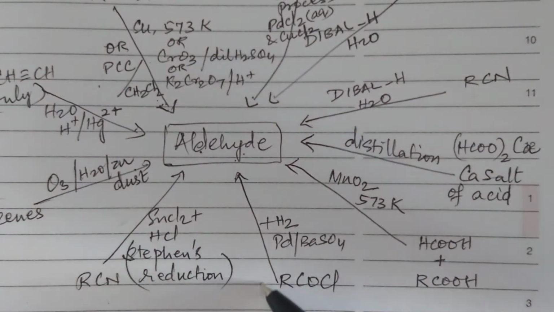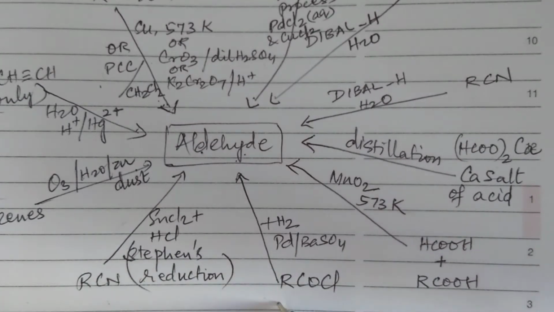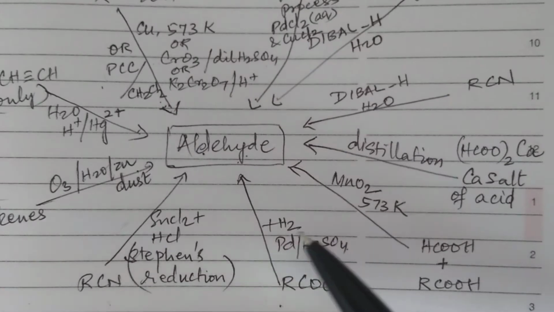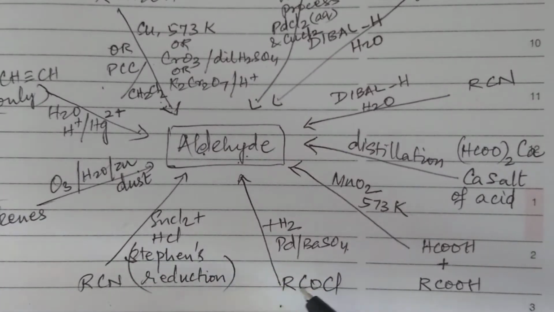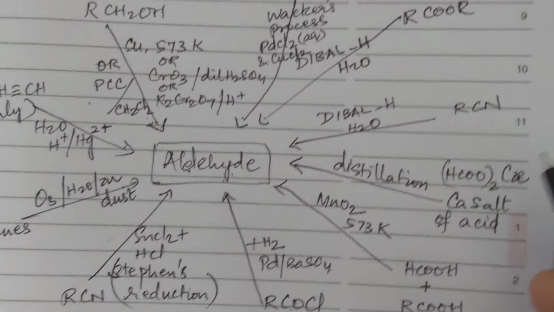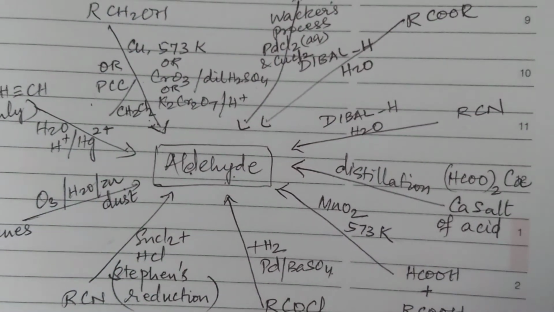Then you can also prepare it from acid halide in the presence of palladium and barium sulfate when hydrogen is added to acid chloride. This is called as Rosenmund reduction. Okay, you can get aldehyde.